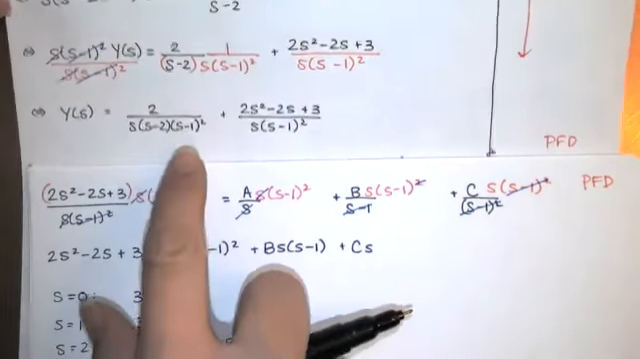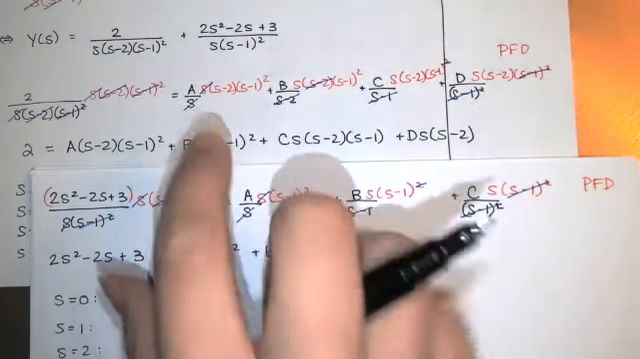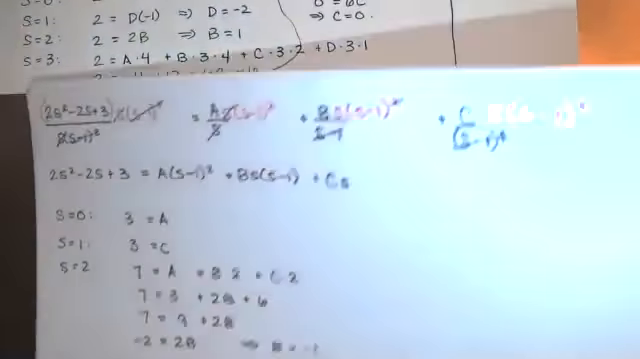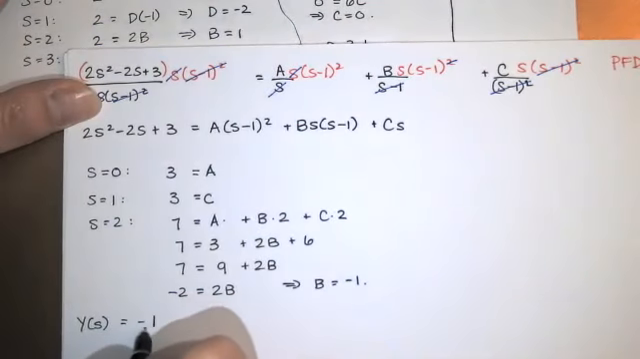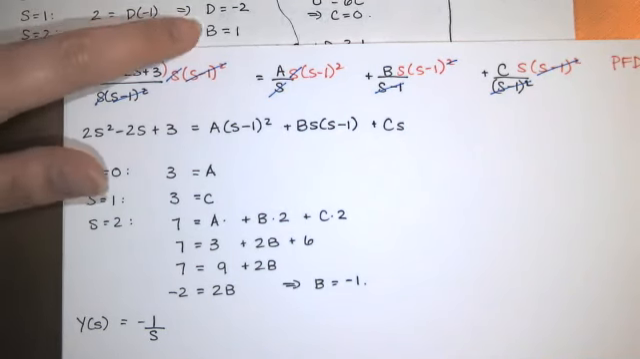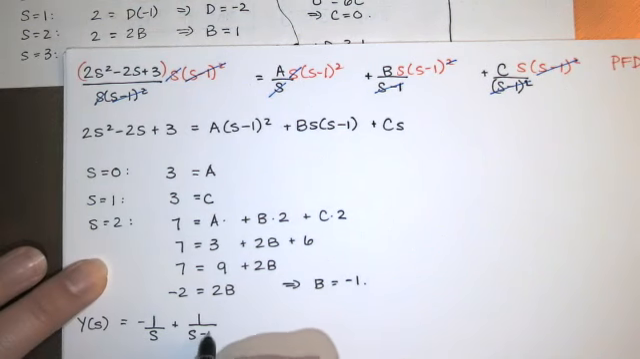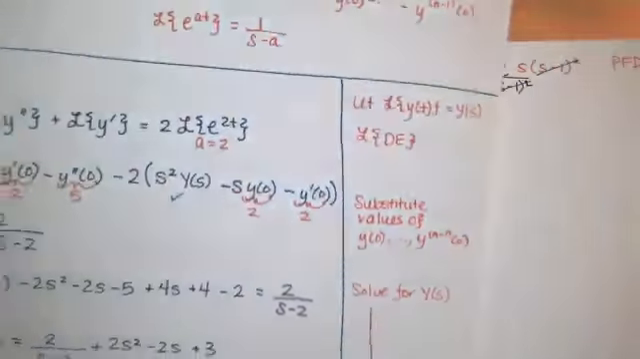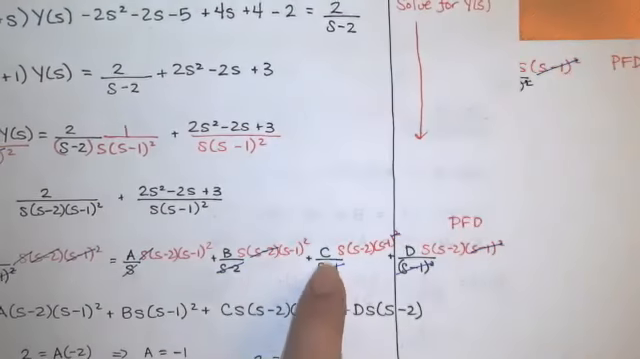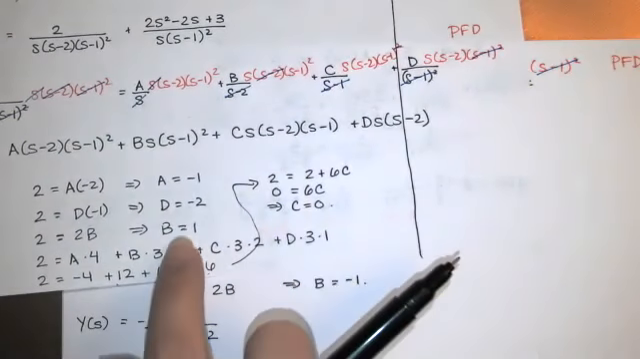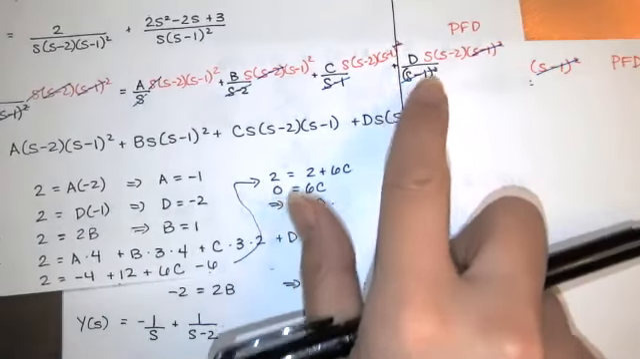So this guy can be rewritten this way, where a has a value that we found earlier. A is -1. So we have -1 over s. And b is divided by s minus 2, and b happened to be 1. C is divided by s minus 1. So that's from that right there. And c is equal to 0, so we don't have one of those. And d is equal to -2, so we have -2 over s minus 1 squared.